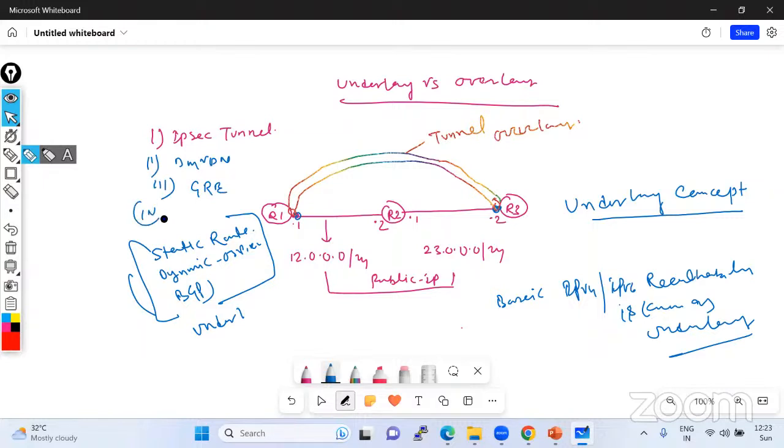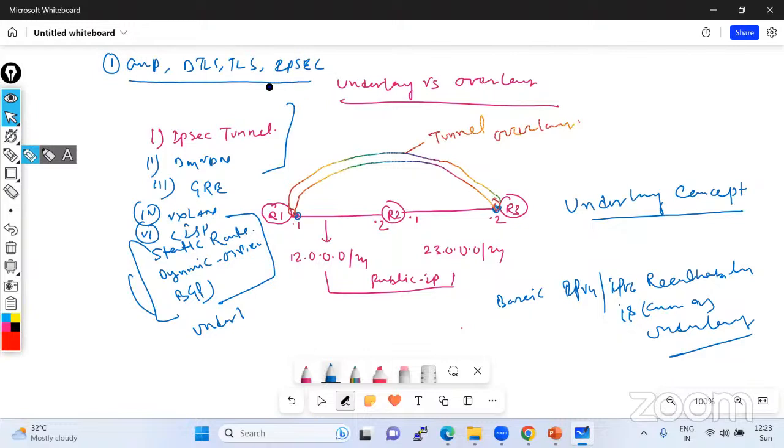And just think about VXLAN also, right? We have the LISP protocol. These are the overlay, right? These are all the overlay. But if you're talking about SD-WAN, similarly, we have OMP, DTLS, TLS, and IPsec. These all are going to be used as an overlay. Got it? So to build this overlay, OMP, DTLS, TLS, again, we require basic IP reachability.